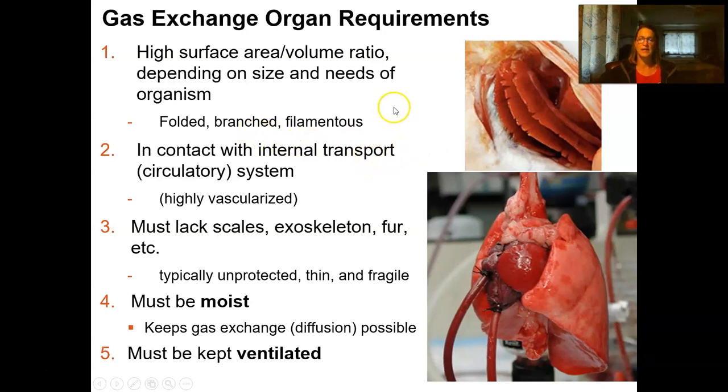In the last slide, you saw that the capillaries were really close to the gas exchange organ of skin in the worms. They must lack scales or exoskeleton or fur, so they can't have coverings on them. They need to be exposed to whatever the gas exchange medium is, the water or the air. That means gas exchange organs are typically unprotected. They are thin so that carbon dioxide and oxygen can move across the membranes really easily, and they're typically very fragile in many cases, but they have to be exposed to the medium.